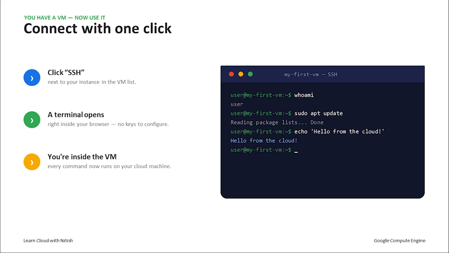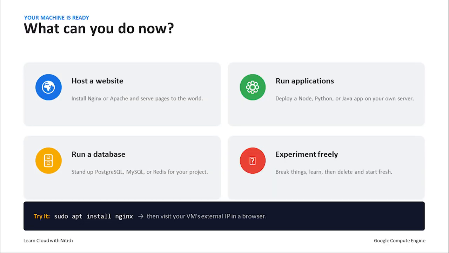Let's prove it. Type whoami. It tells you your username. Type sudo apt update to refresh the software list. And just for fun, echo hello from the cloud. See that? You are running commands on a computer that could be on the other side of the planet, all from a browser tab. So, what can you actually do with this machine?